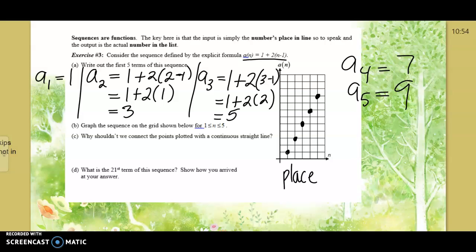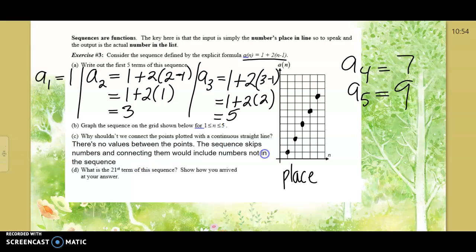Now, why should we not connect the points in a continuous straight line? Well, the reason is there's no values between the points. There's no 2.5. There's no 4.25. The sequence skips numbers, and connecting them would include numbers not in the sequence. So sequences don't get connected.